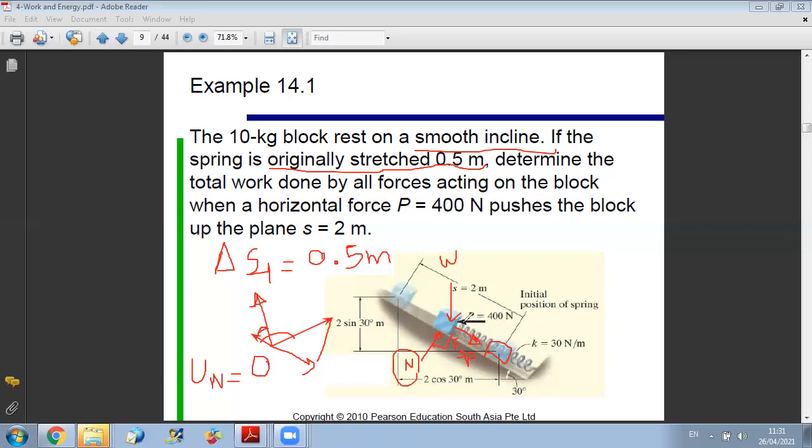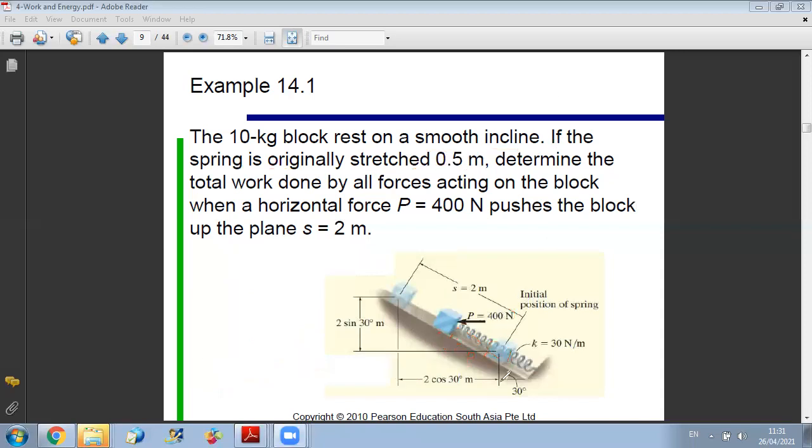Now, concerning force P, it is constant in magnitude and in direction. It has a magnitude of 400 Newton, and it's making 30 degrees with the inclined line. Since you are moving along the incline, you should project your force P along the incline to find the work of P. The projection of P on the incline is along the direction of motion, so it's a positive work.